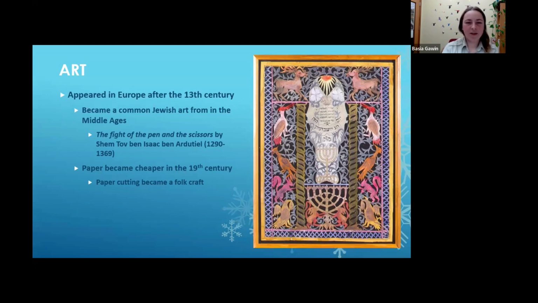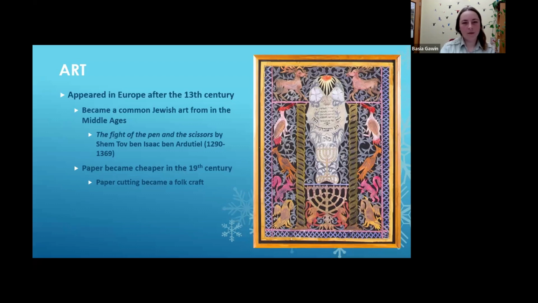And I came across this really interesting account, The Fight of the Pen and the Scissors, by a 14th century rabbi. And he described how he started cutting letters into paper because the winter was so cold that his ink froze. And so that was his backup plan, and might be one of the ways that this art form originated in the Jewish culture. And as paper became cheaper in the 19th century, this paper cutting became more of a folk art. It became more accessible to people, and there were a lot more people participating in it.